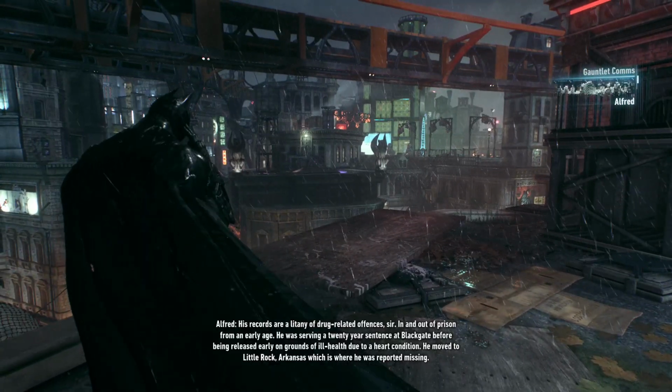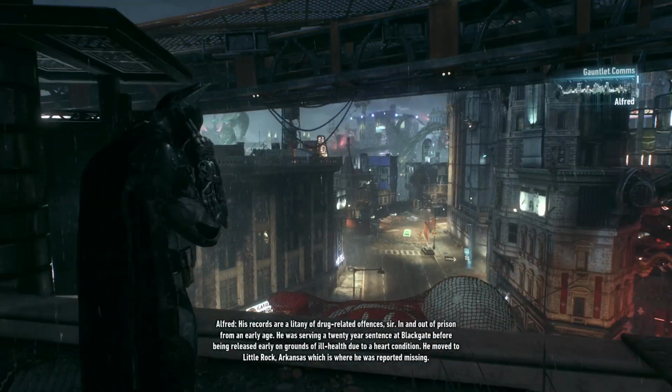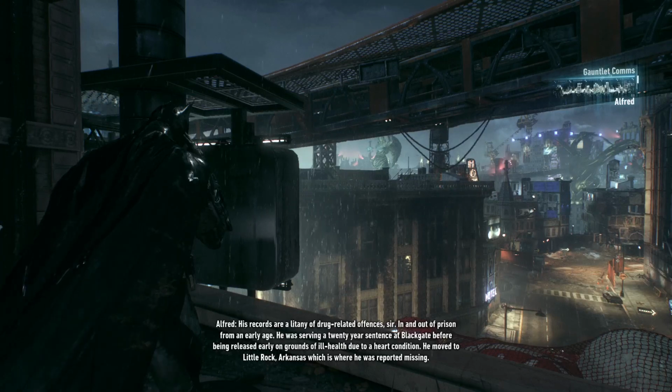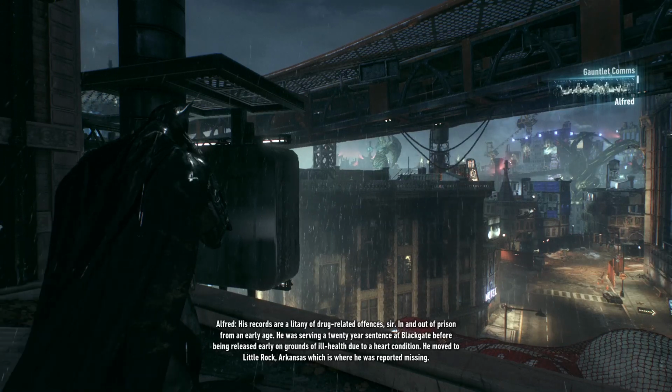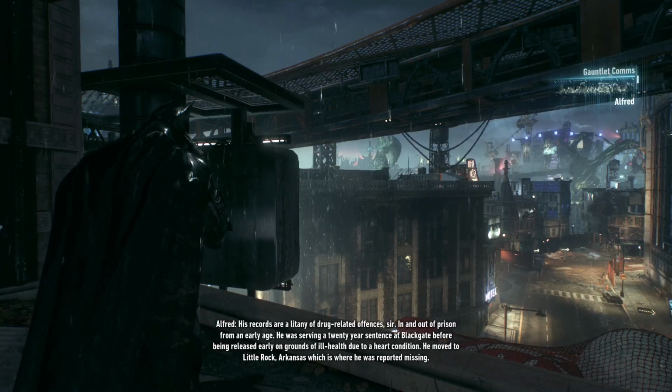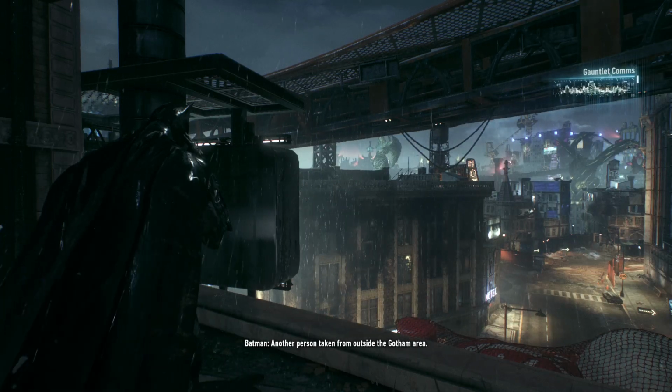His records are a litany of drug-related offenses, sir. In and out of prison from an early age. He was serving a 20-year sentence at Blackgate before being released early on grounds of ill health due to a heart condition. He moved to Little Rock, Arkansas, which is where he was reported missing. Another person taken from outside the Gotham area.